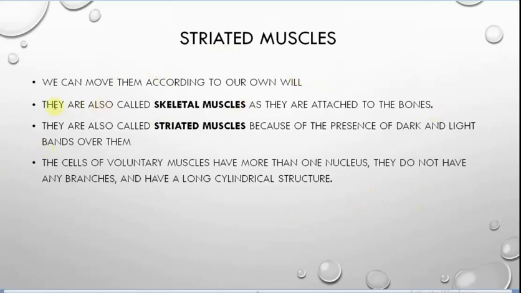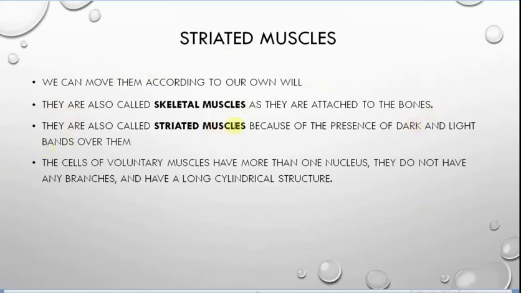What is the meaning of voluntary muscles? Voluntary muscles are those kinds of muscles which can be moved according to our will. They cause voluntary movement, which is movement that can be controlled by our will. So striated muscles are an example of voluntary muscles. Since they are attached to the bones, they are also called skeletal muscles.